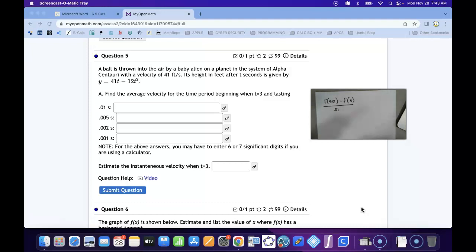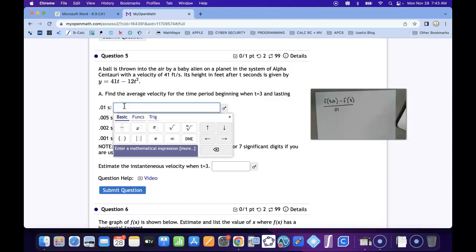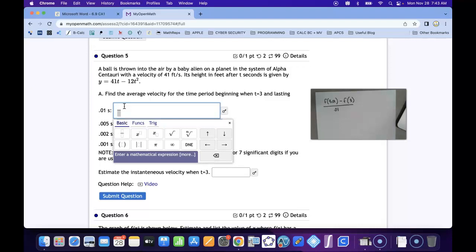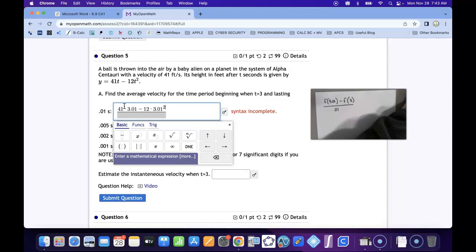I don't know if it will let me do this in this way. Let's give this a try and see what it does. I don't know if I can type it in this way or not. So I'm going to put in my fraction bar, and then I'm going to go 41 times 3.01 minus 12 times 3.01 squared minus, and I'm going to put this next part in parentheses, 41 times 3 minus 12 times 9.